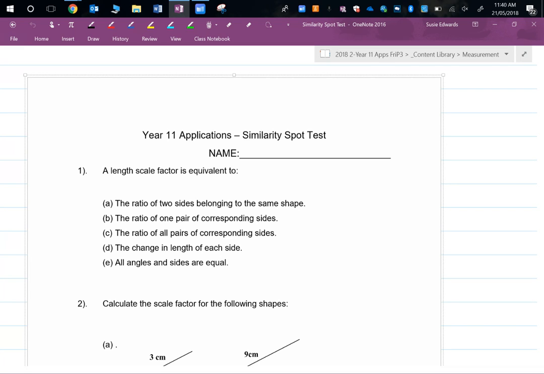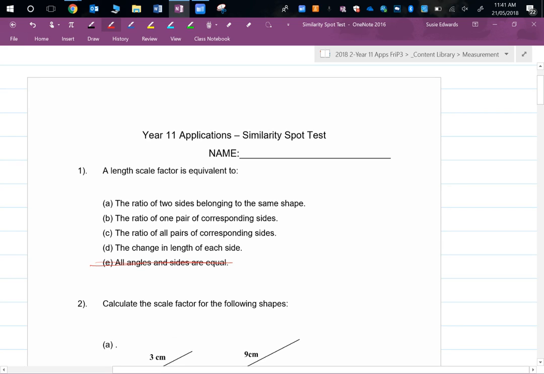So a length scale factor, what's scale factor mean? K, okay? So length with K is equivalent to: the ratio of two sides belonging to the same shape, the ratio of one pair of corresponding sides, the ratio of all pairs of corresponding sides, the change in length of each side, all angles and sides are equal. So when we look at scale factor, are all angles and sides equal? No, because similarity is about shapes which have changed, so it's not that one.